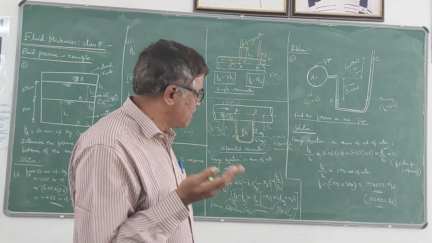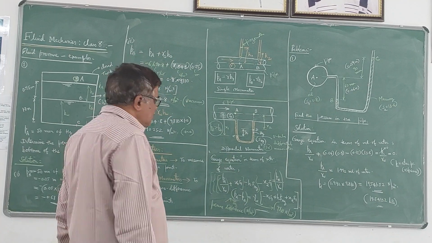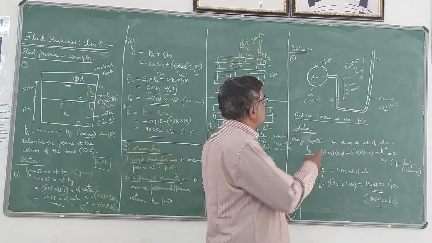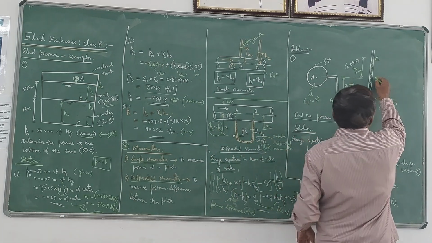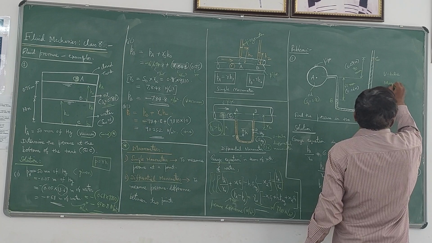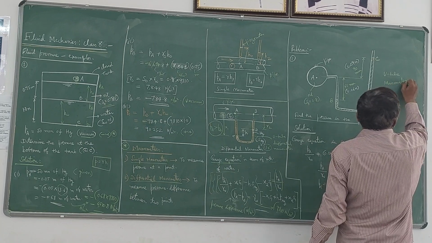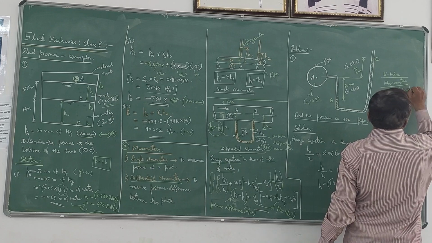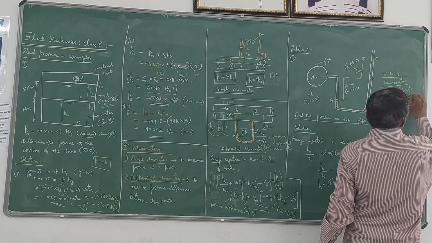Of course, in the next class I am going to solve some problems on this. One problem let us take here. This is a U-tube manometer. U-tube manometer, that is a simple manometer. It's an example of simple manometer. That means we are measuring the pressure at only one point.